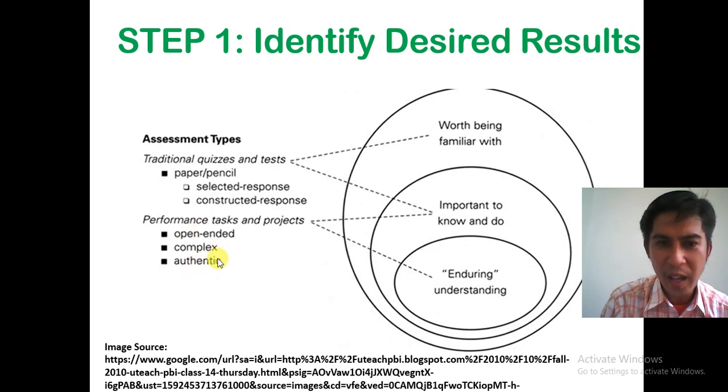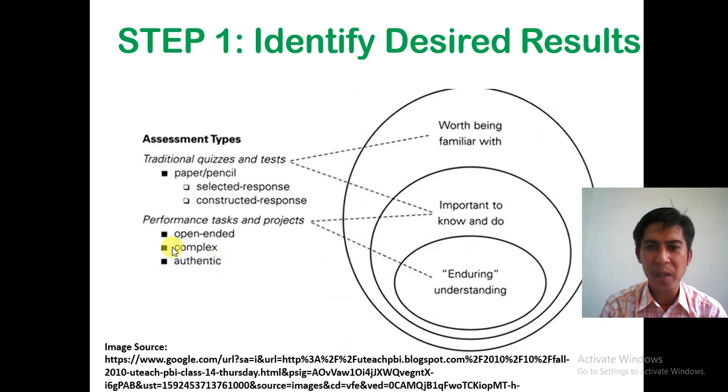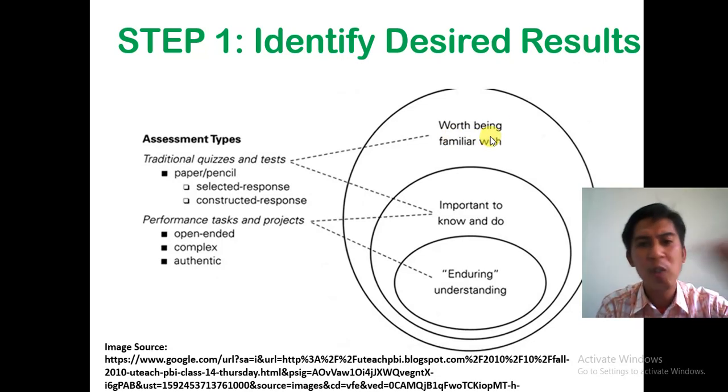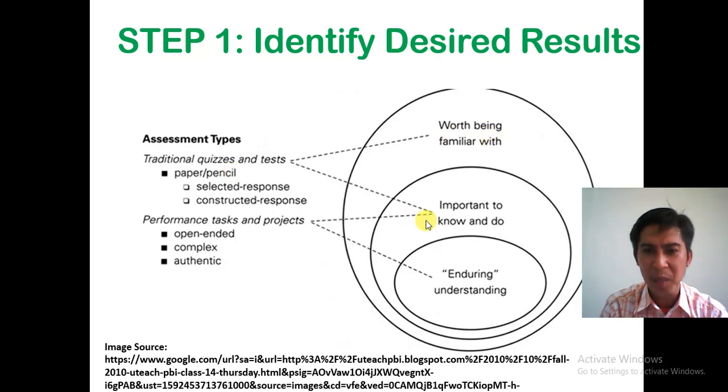Authentic, real life. It's not just simple, it's complex because life is complex. Open-ended. That's to know and to do. That cannot be assessed, that cannot be evidenced only by traditional quizzes, paper and pencil. No, no, no, no, no. Familiar, something familiar, just recognition of concepts. You can. But I'll say here is important.